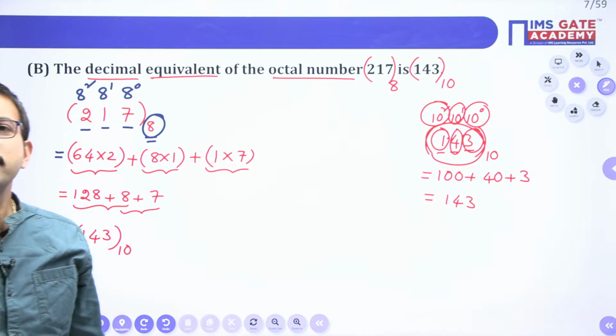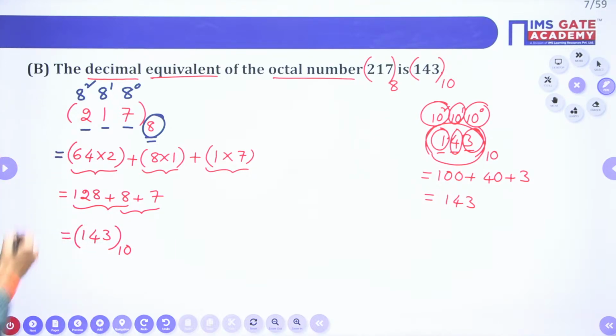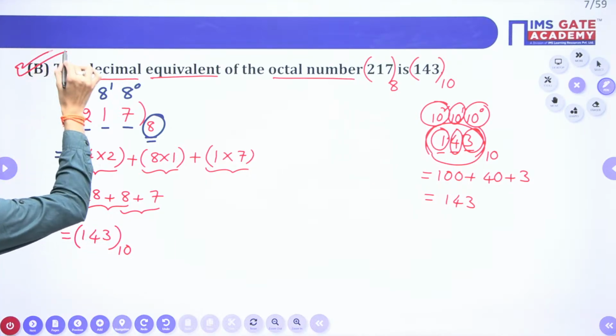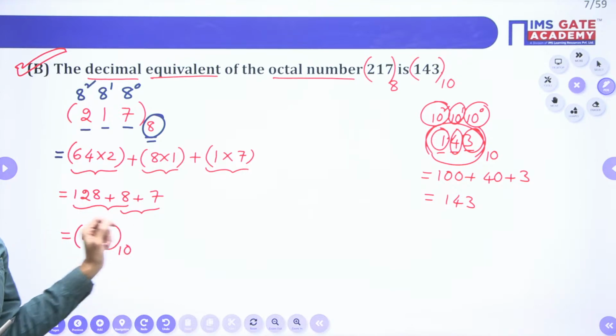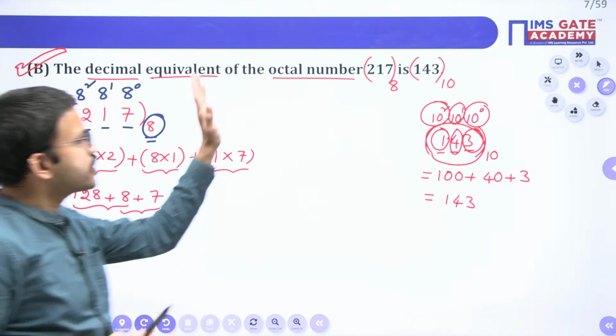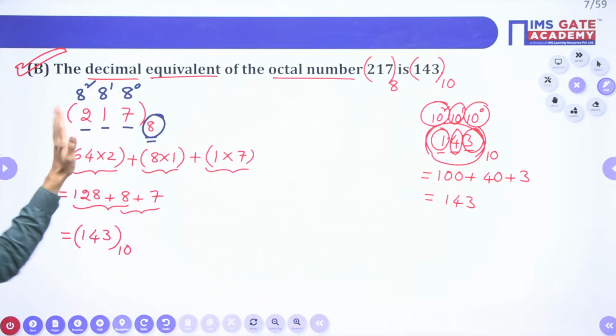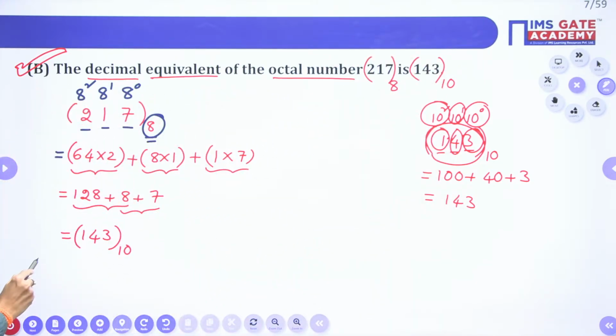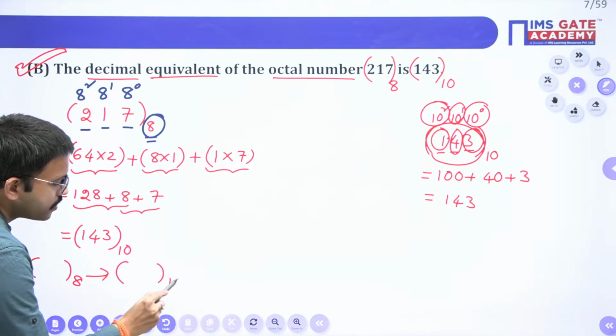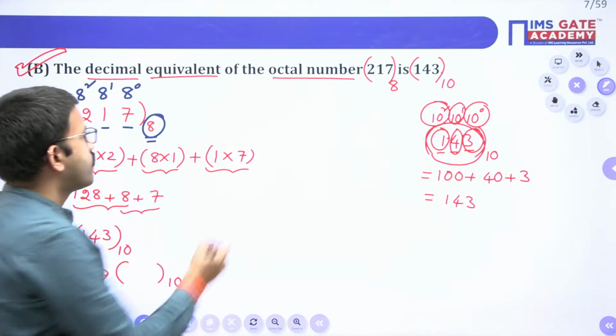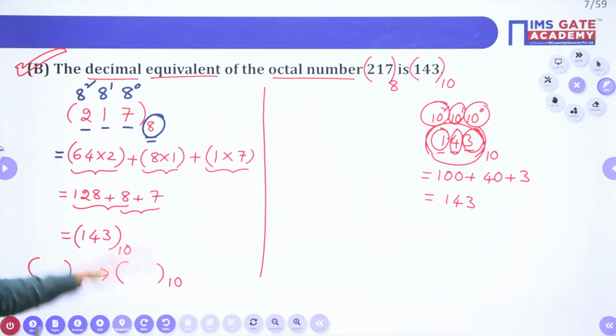Yes, very good, Abhilash. So option B is correct. In this question, they have given the octal number and asked for the corresponding decimal number. We have done octal to decimal conversion. Now, whatever answer you got, let us verify it in reverse.